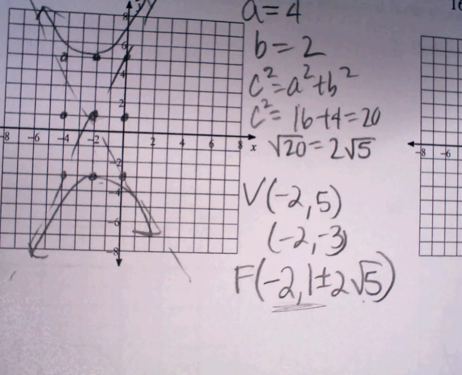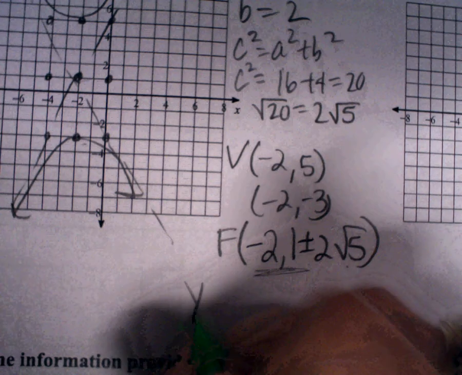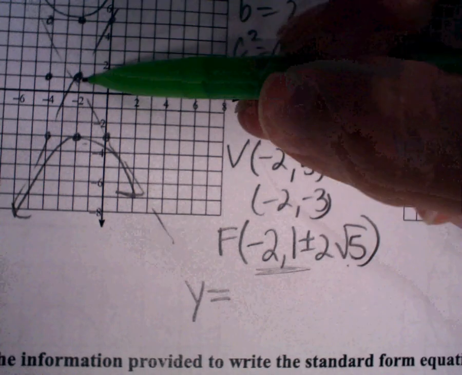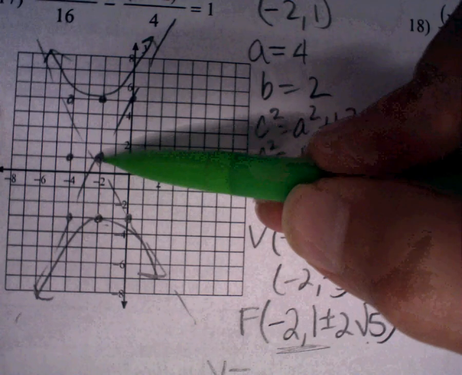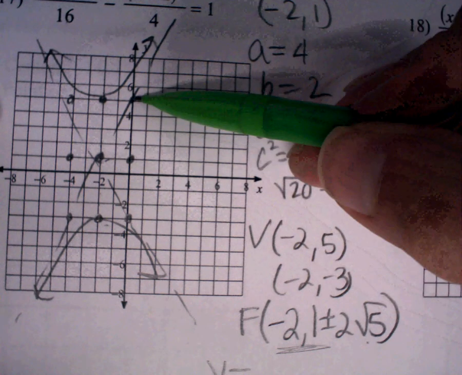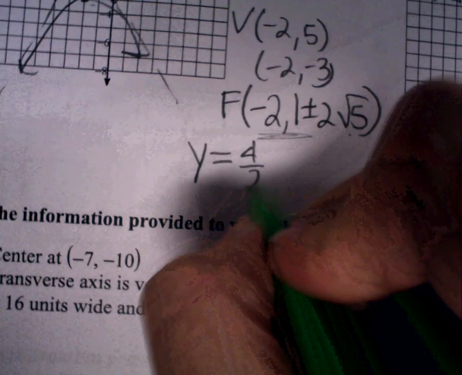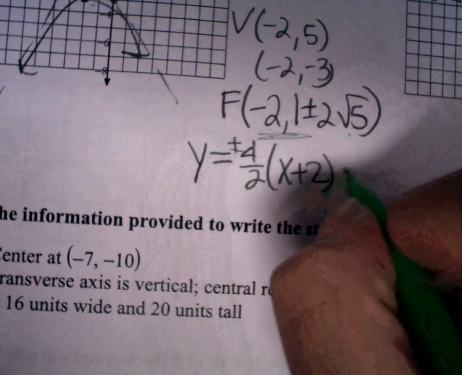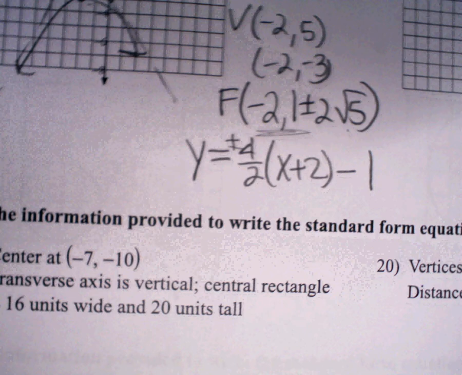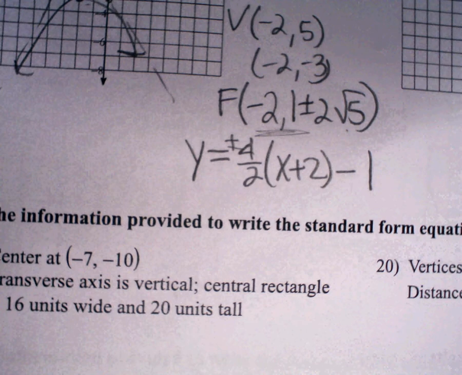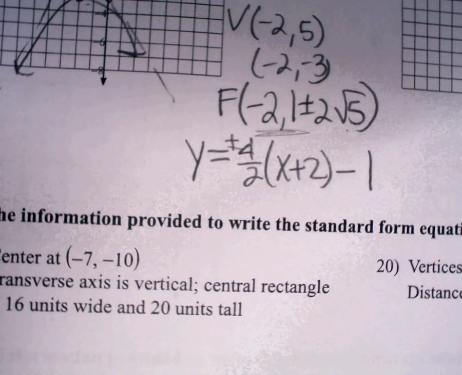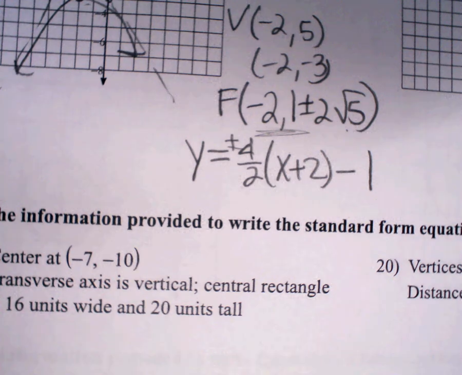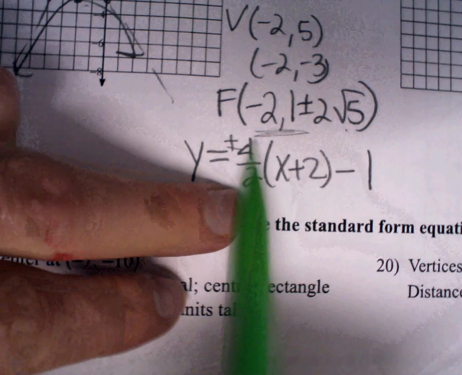And then I need my asymptote. So y equals, if I look at my center, I went rise 4, run 2. So 4 over 2, x plus 2, where x plus 2 is my center, minus 1 is my center. Whether you can simplify this or not doesn't matter.